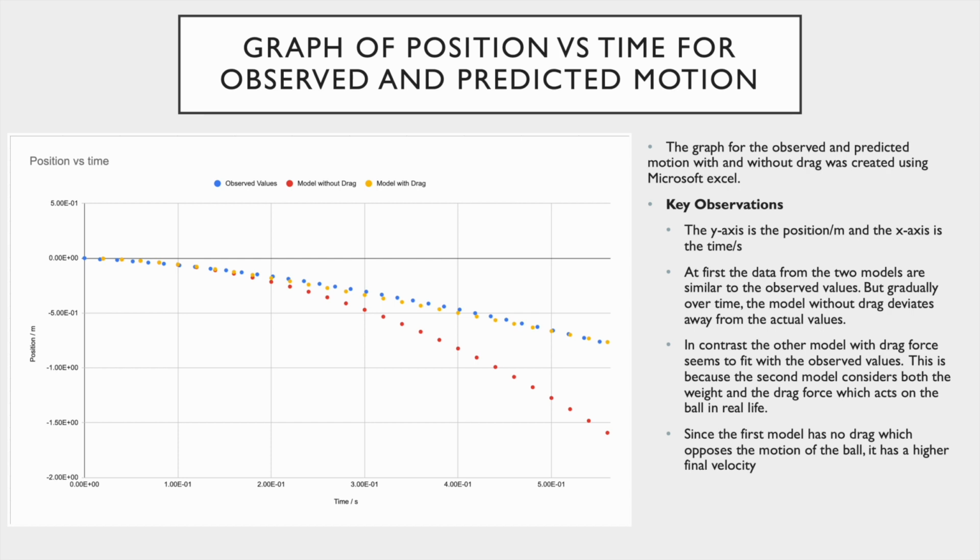This is because the second model considers both the weight and the drag force, which act on the ball in real life. Since the first model has zero drag, which opposes the motion of the ball, it has a higher final velocity than in real life.